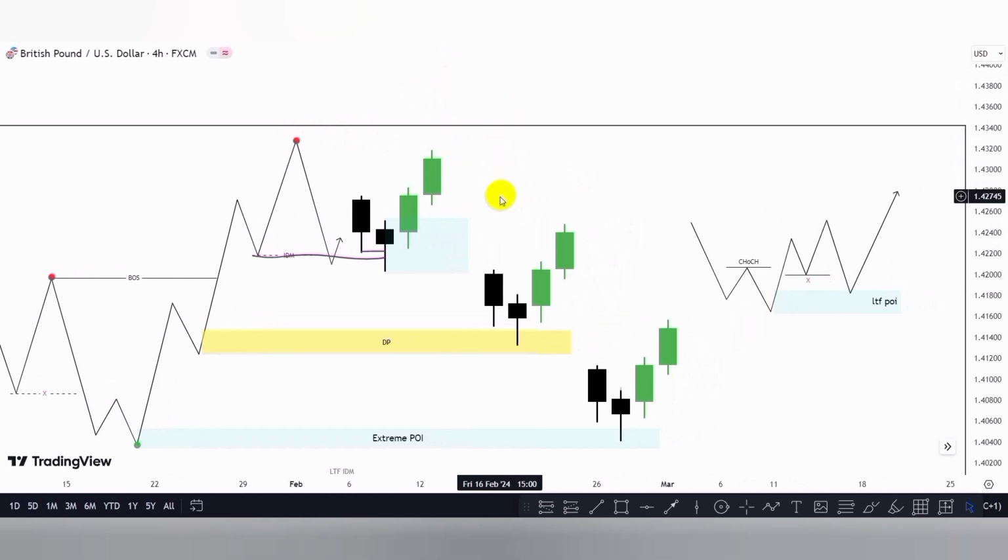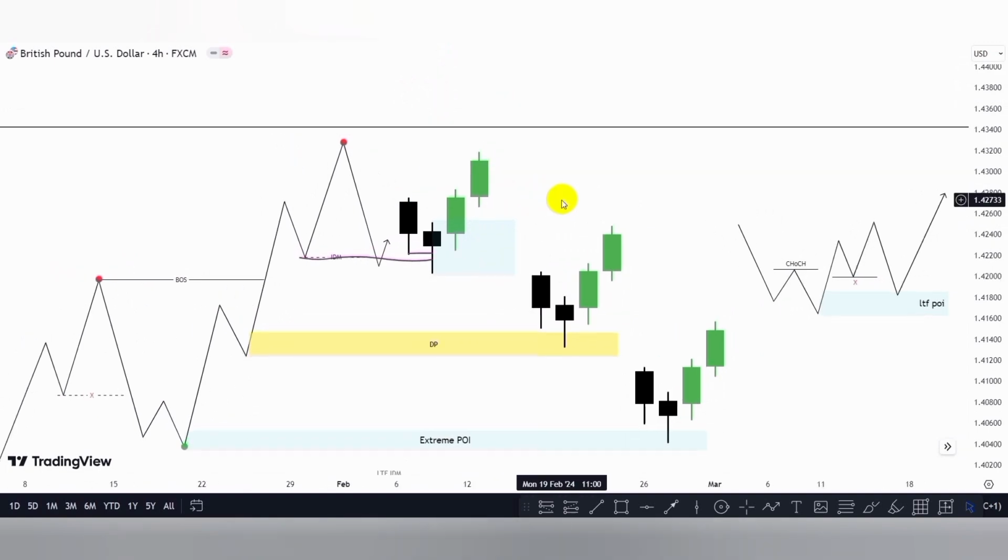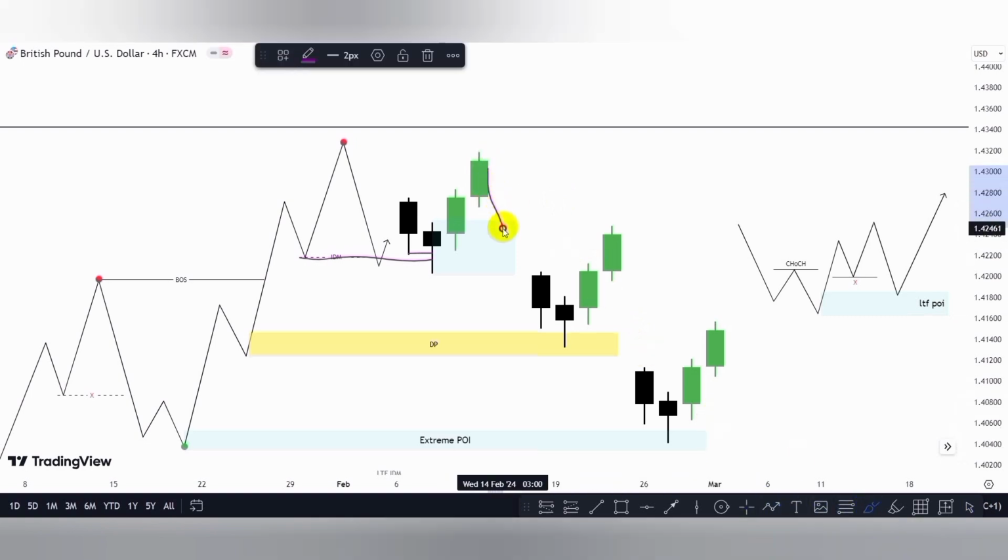and then take an entry, now you can switch to the lower time frame. What you are expecting is the return of price to come mitigate the order block, fill up the inefficiency resting here, and then you see price push to the upside.